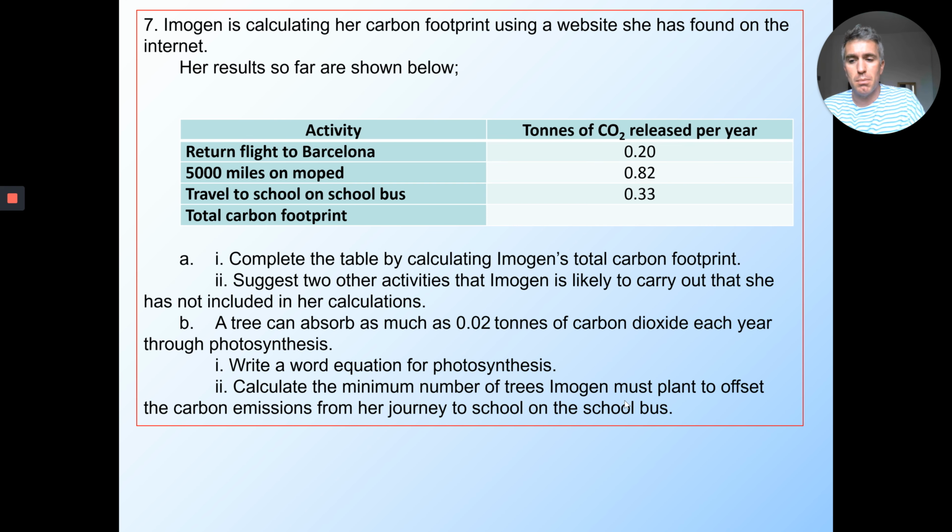Part A, complete the table by calculating Imogen's total carbon footprint. Can you suggest 2 other activities that Imogen is likely to carry out that she has not included in her calculations? Just normal human things that you might do. A tree can absorb as much as 0.02 tons of carbon dioxide every year through photosynthesis. Can you write the word equation for photosynthesis? And then calculate the minimum number of trees Imogen must plant to offset the carbon emissions from her journey to the school on the school bus.